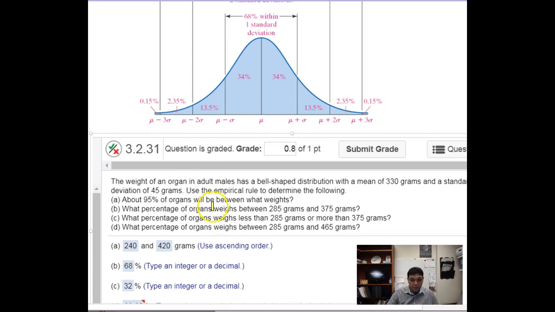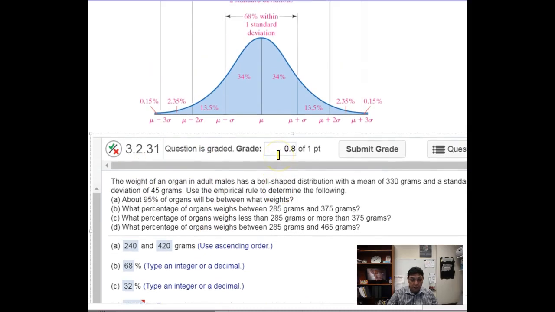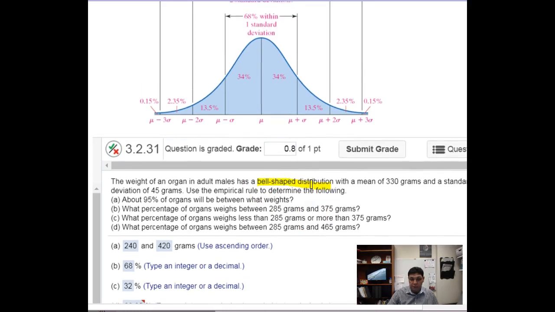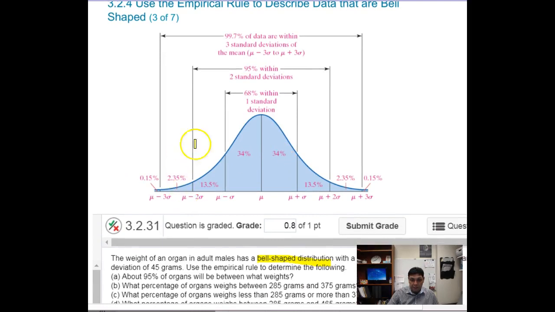grams. With that type of information, this weight information, we can determine the percentage of, in this case, organs of adult males that weigh between a certain range of values without even having the data in front of us. We can answer these questions as long as we know that the information is a bell-shaped or normal distribution. And again, that goes back to the empirical rule activity we did, and what we know about data that's bell-shaped.